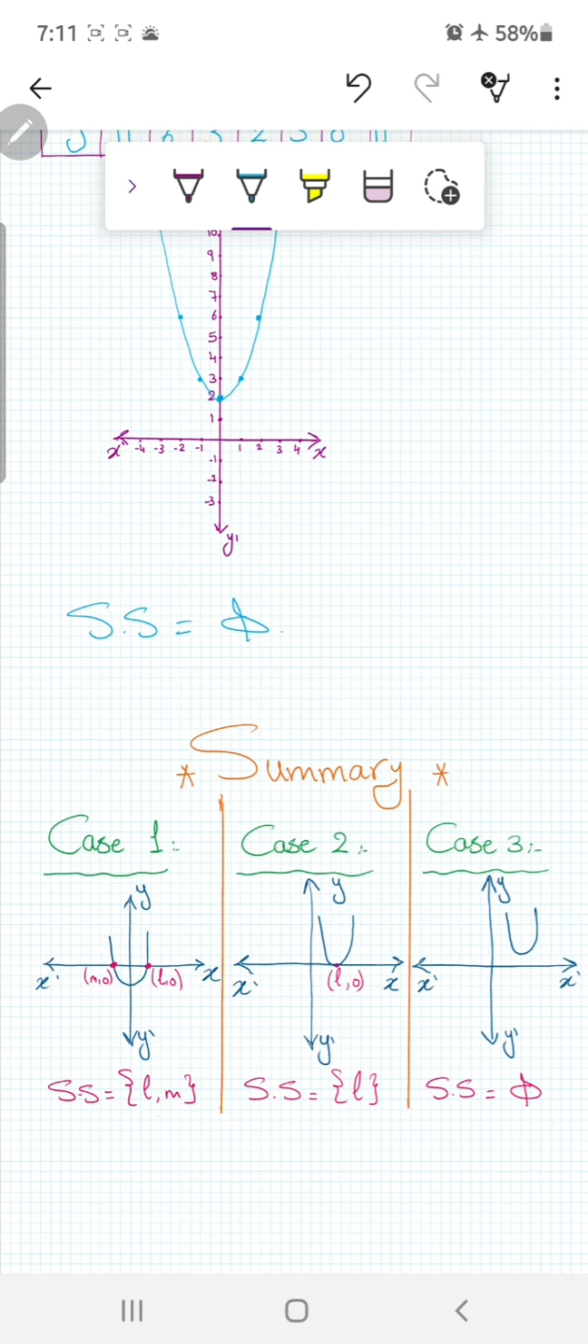So again, in the first case we have two solutions, in the second case we have one solution, a unique solution, and in the third case we have no solution. The solution set here is phi.